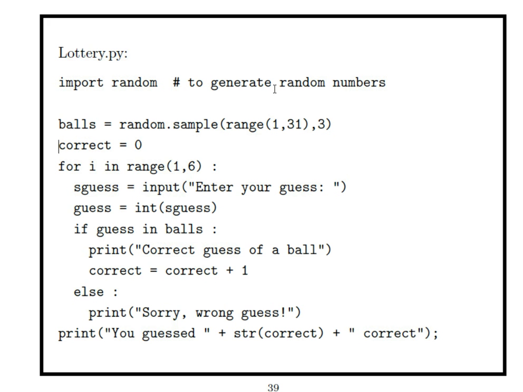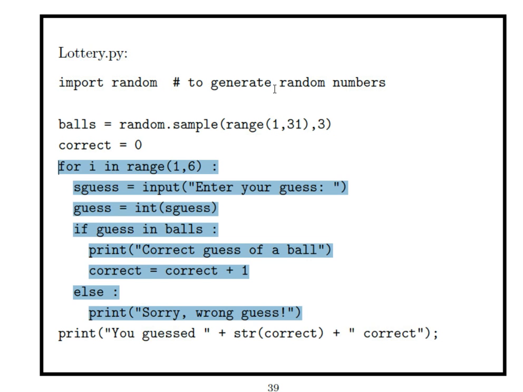The correct variable counts the number of correct guesses, and then asking the user for guesses is this loop. That loop allows 5 guesses: 1, 2, 3, 4, 5. It executes 5 times, asks the user for a guess, and converts that to an integer. If the guess is in the number that was randomly generated, and obviously is hidden from the user, then the guess is declared as correct and we increment the correct number.